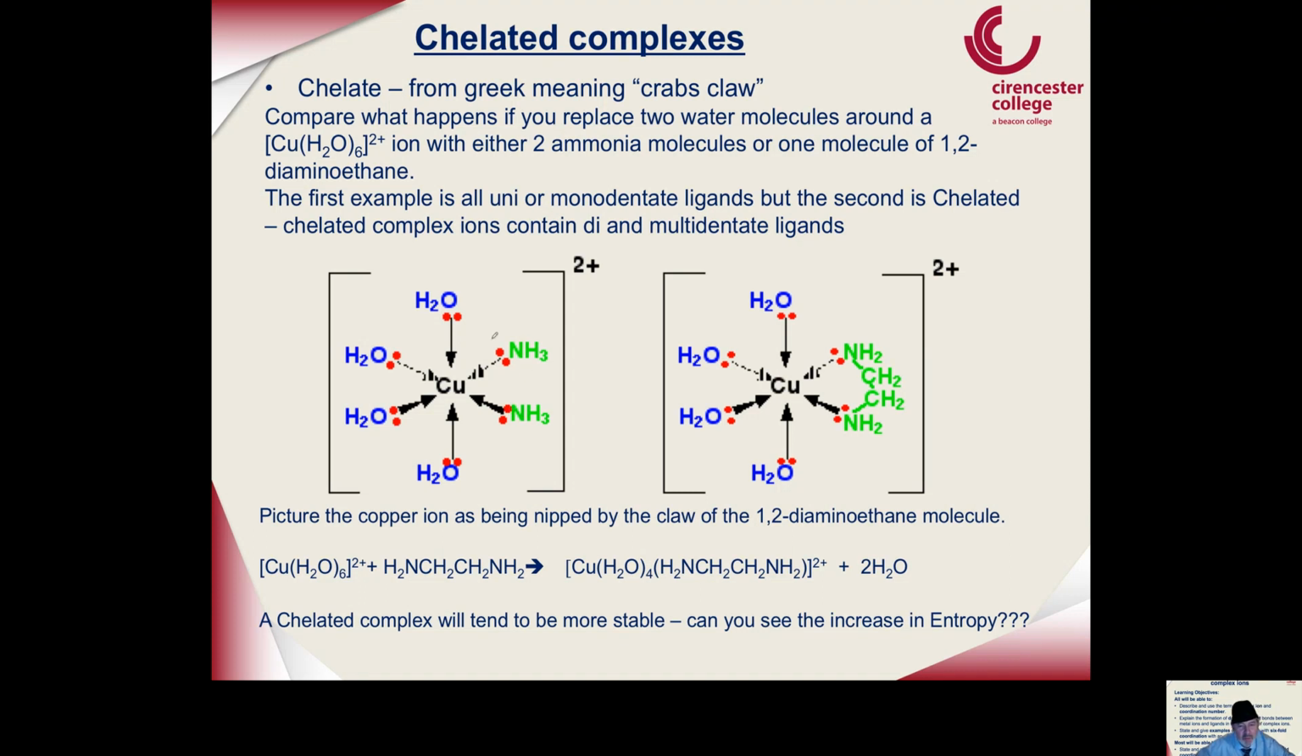So, what could I name that? Well, let's call it diamine, tetraaqua copper. And it ends up being 2+. So that's this one here. No, it isn't. That's the one with the En on it. But this one here, it's still 2+ because none of these have got charges on.